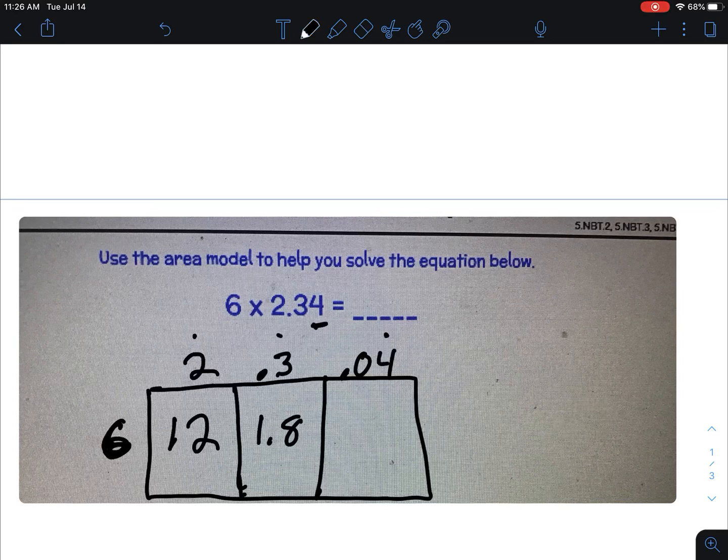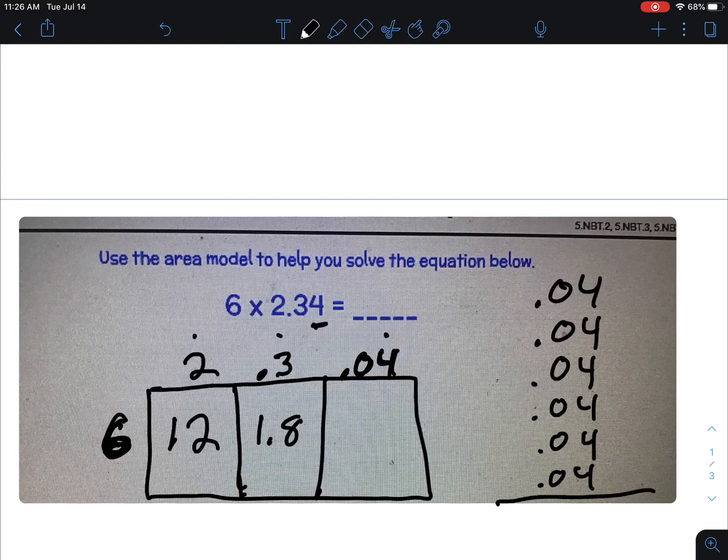Then you do the same thing with 6 times 0.04, or 4 hundredths. Remember, you have to copy the number exactly 6 times. All right, now I can add. So 6 4s is 24. I carry my 2, bring my decimal straight down.